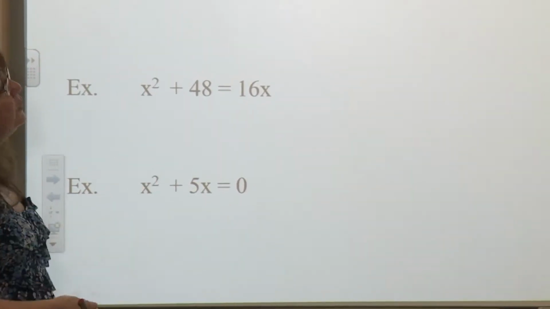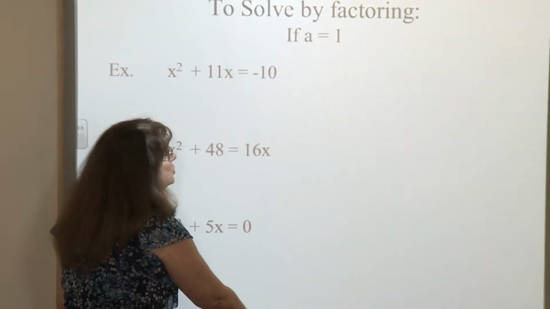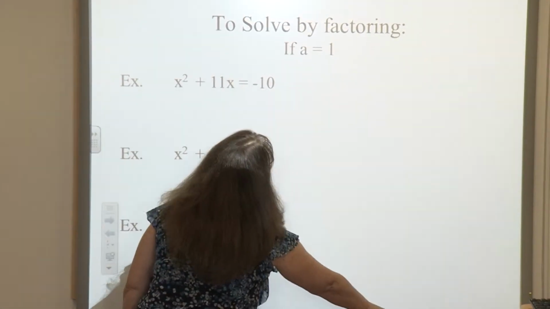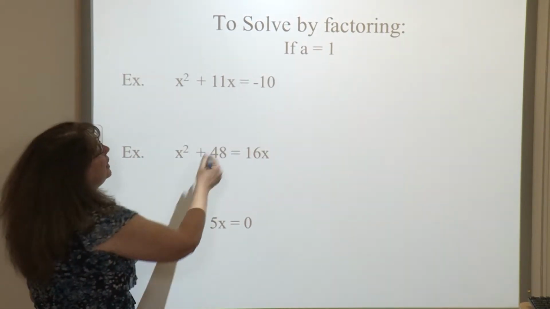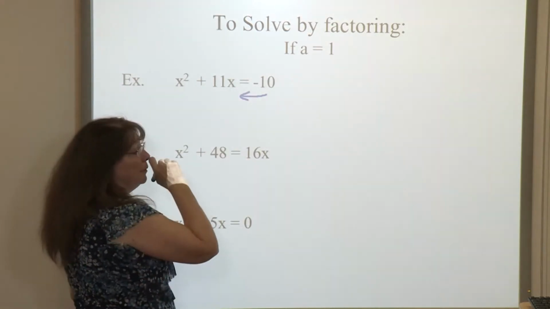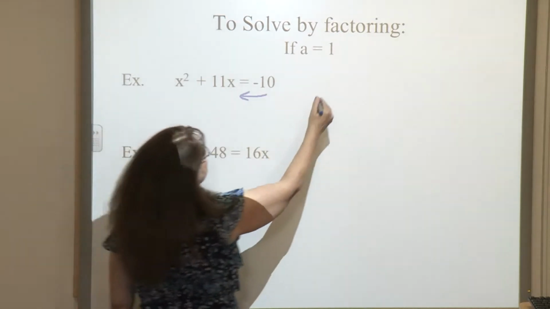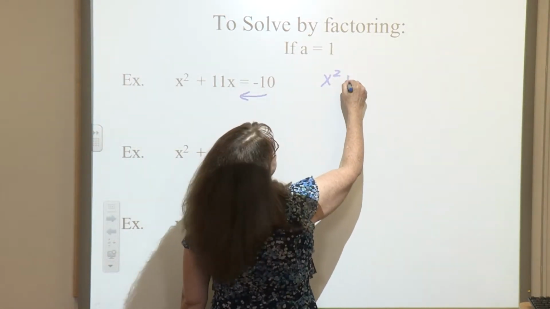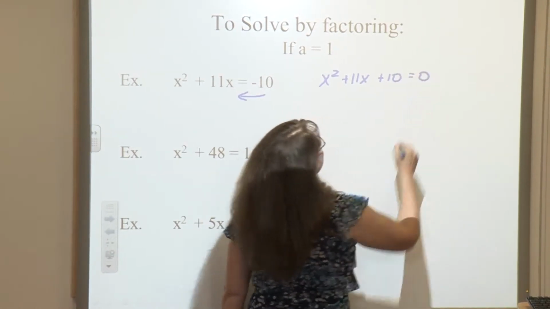Here we have several others that we can look at to try to factor. So we just want to run through a few so that you get the idea of what you'll want to work on. Remember, our first step was to set it equal to 0, and you'll notice that this one is not set equal to 0. I'm going to need to move the other term over first so that it is equal to 0. I'll have x squared plus 11x plus 10 equals 0.